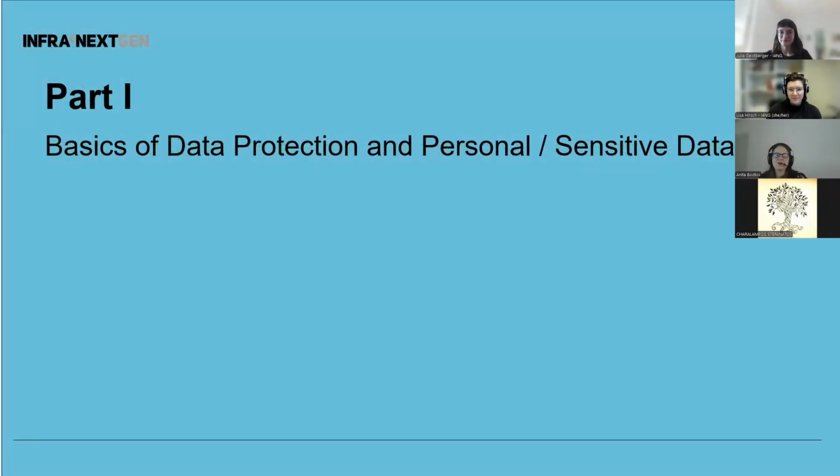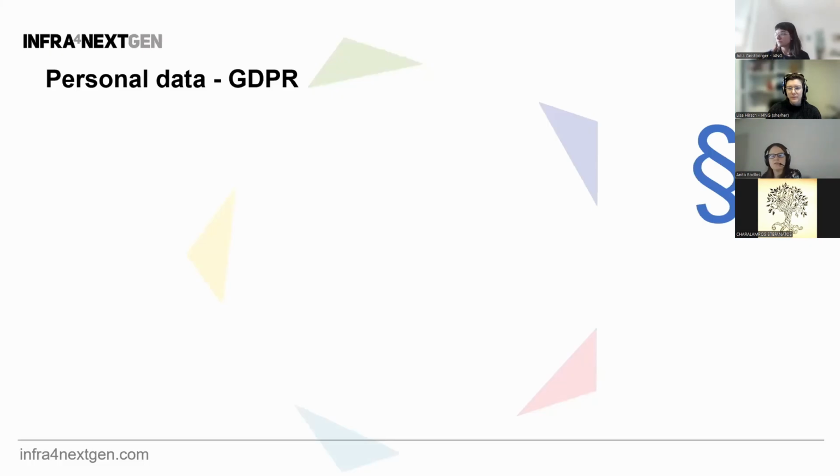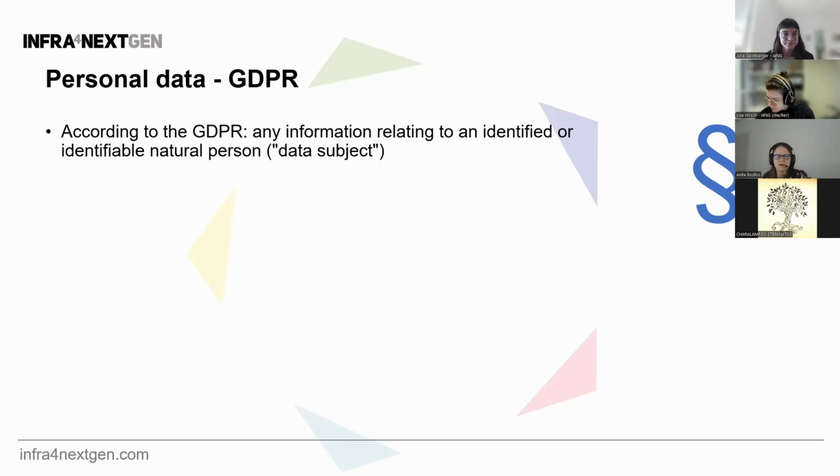I'd like to start now with the first part on basics of data protection and personal data as well as sensitive data. So let's start with the definition. What is personal data according to the GDPR? The legal definition of personal data is any information relating to an identified or identifiable natural person called data subject.